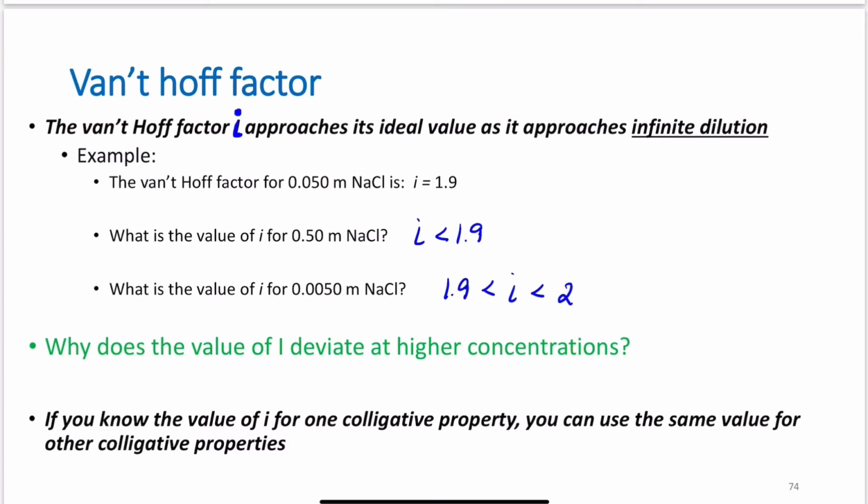So again, why does that deviate at the higher concentrations? Because it's just more likely to have ion pairing. The more likely it is to find an ion that it's attracted to, the more likely it is to couple up a little bit with it and not act as separate particles. If you know the value of i for one colligative property, you know the same value for all the other colligative properties.